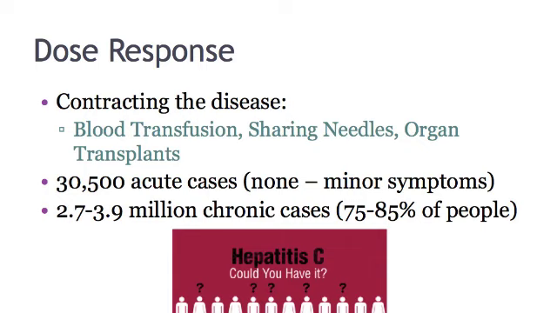Dose response. Contracting HCV is mainly by blood transfusion, sharing needles, and organ transplants. Over 30,000 acute cases with none to minor symptoms are reported each year. However, with chronic cases, it is a different story, with a total of 2.7 to 3.9 million chronic cases in total, which accounts for 75 to 85% of people who are diagnosed with HCV. Also, the majority of citizens across the country and possibly the world may not even know they have HCV.